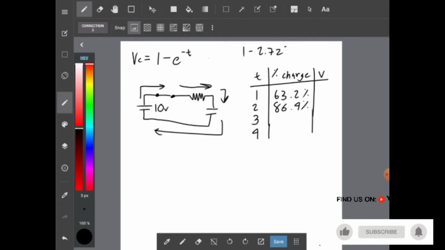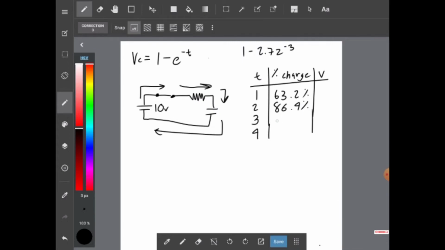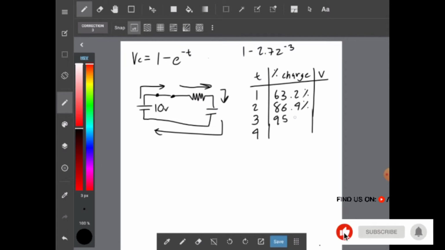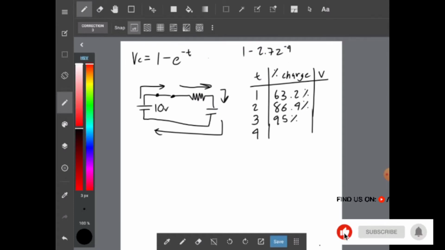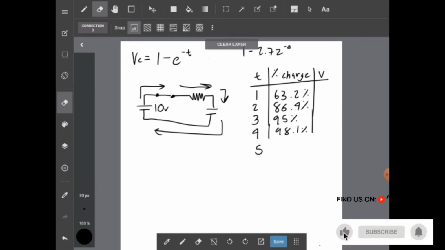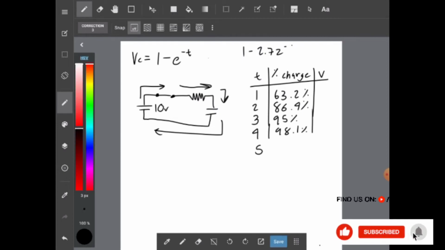As for the third time constant, we would get 95% of charge. And for the fourth time constant, you would get 98.1% of charge. Let's see if we can raise to 5 time constants.